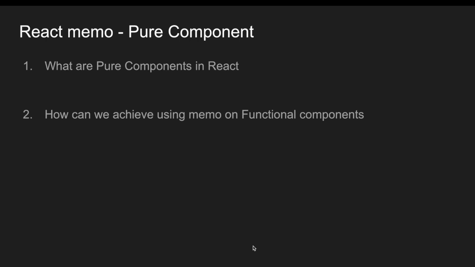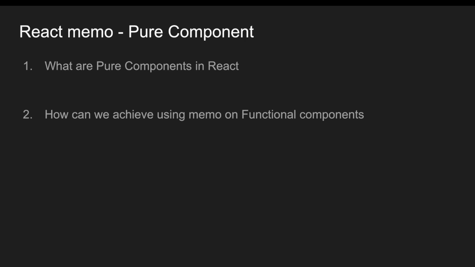What exactly are pure components in React? Whenever there is a change in the state or props of a component, then only that component should re-render. Re-render in the sense that it has to invoke your return statement, and the whole component's elements can be updated. But if you are not updating any state or any prop of a particular component, it should never re-render. If it is re-rendering, it may impact your application performance. So that's why we always have to use pure components in our applications.